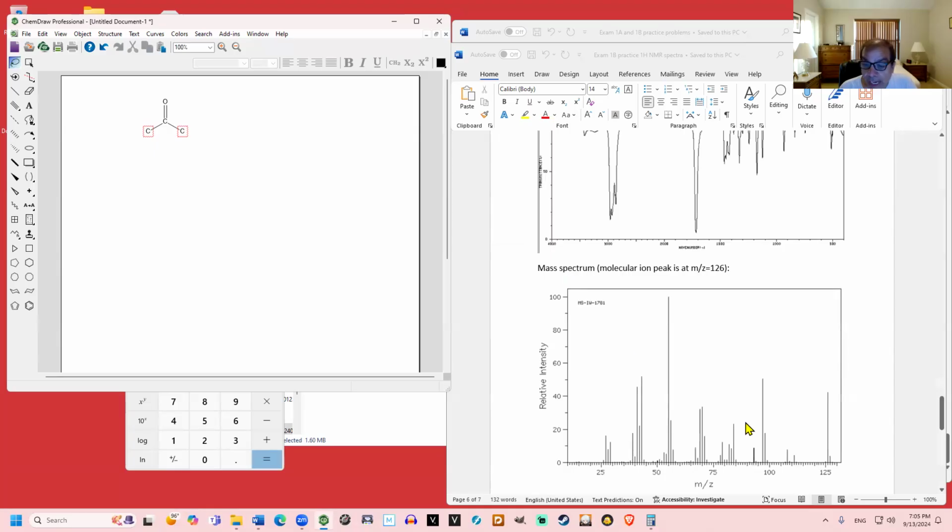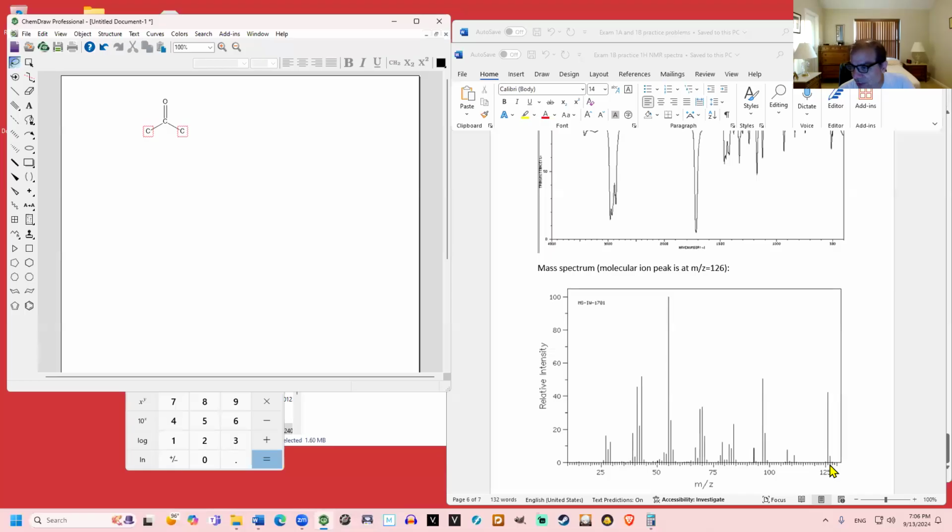And besides that, we have our mass spectrum, which gives us the molecular weight. So there's our molecular ion at 126. If we had a ruler, we could maybe use the peak at 127 to give us an idea of how many carbons are in the molecule.